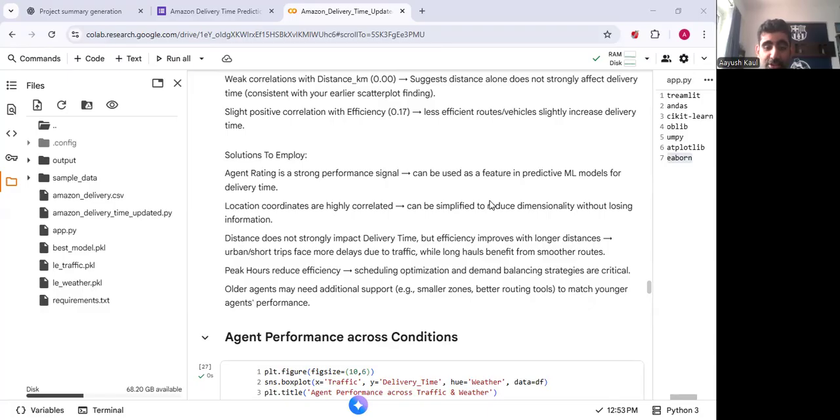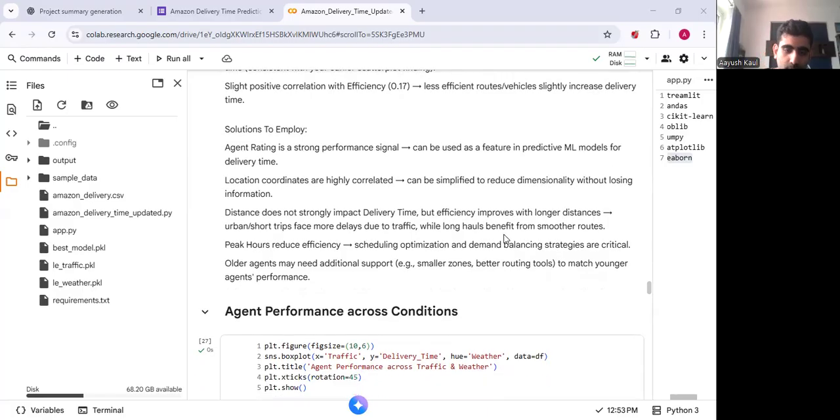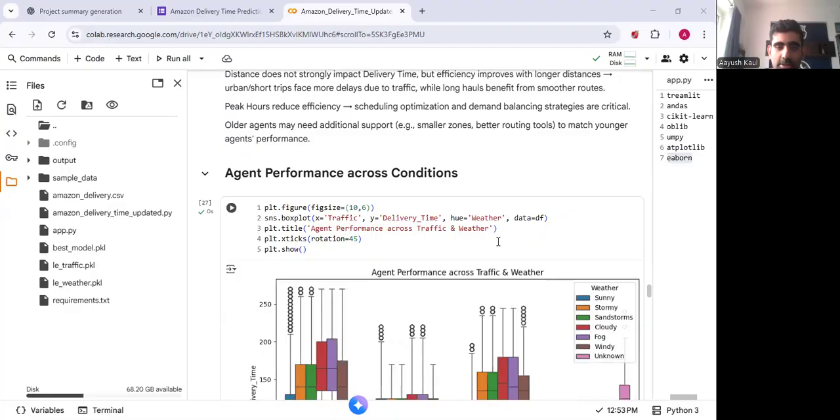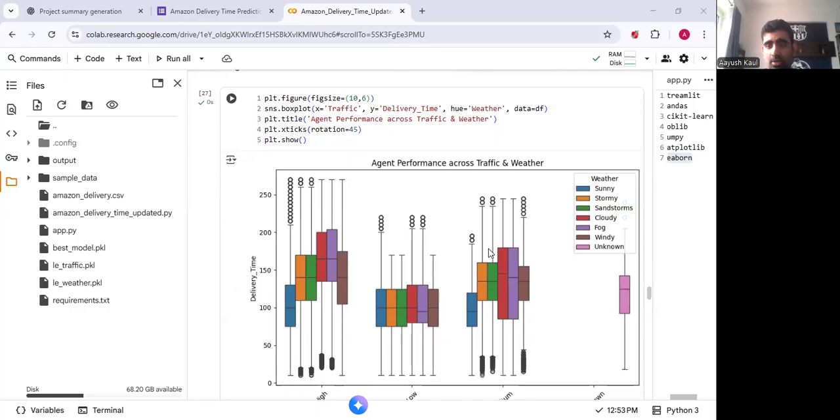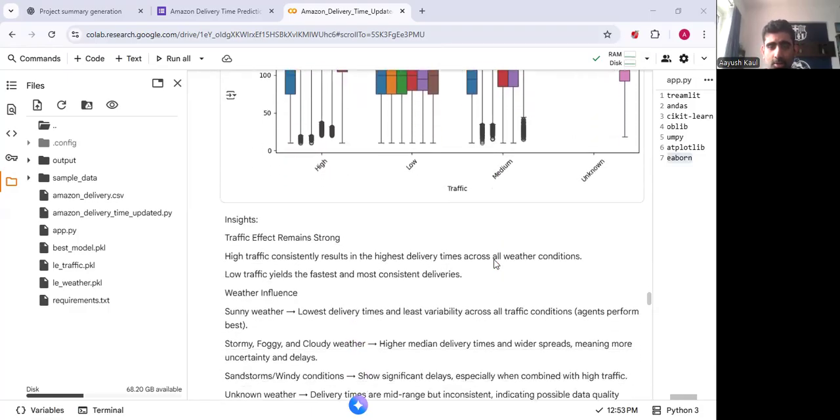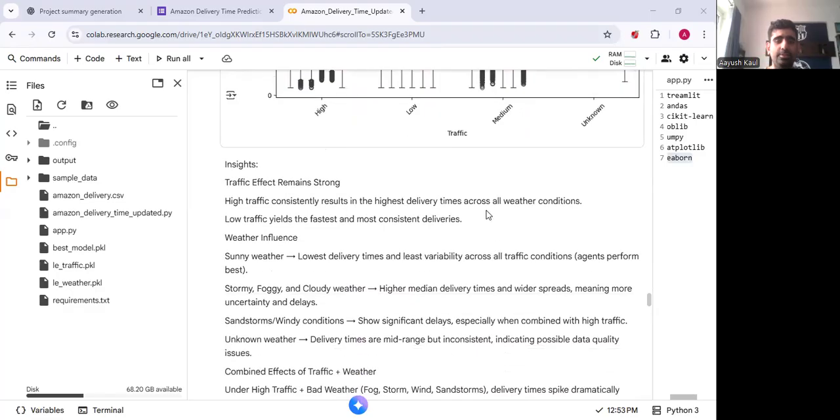Older agents may need additional support, for example smaller zones and better routing tools, to match younger agents' performance. In short, we can see in this graph the agent performance across conditions, whether the weather is sunny, stormy, and so on. From this graph, we can see that the traffic effect remains strong. High traffic consistently results in the highest delivery time across all weather conditions. Low traffic yields the fastest and most consistent deliveries.